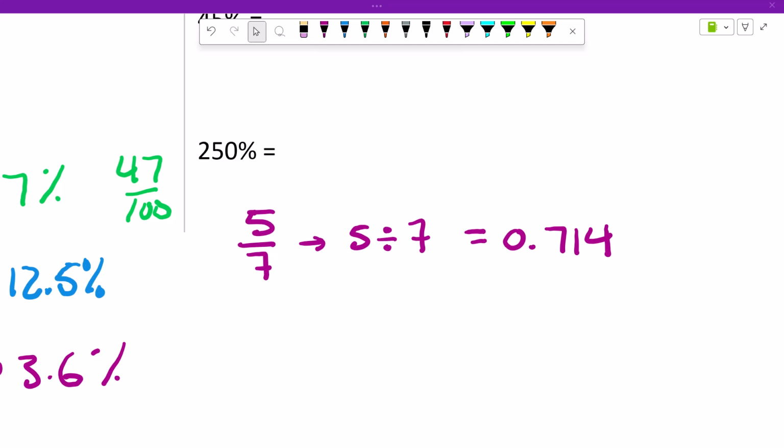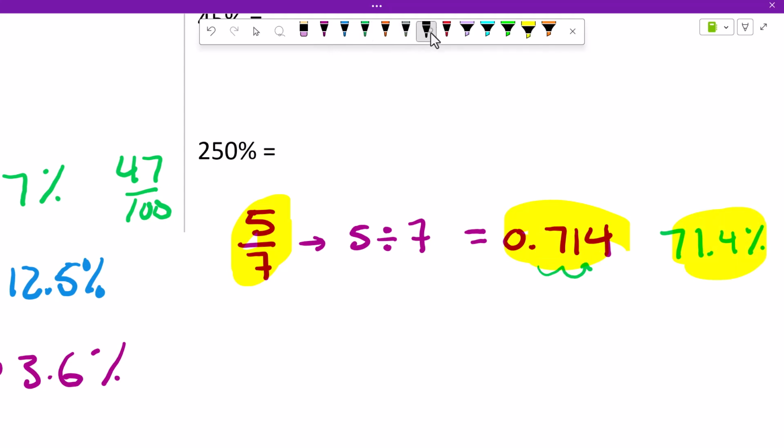71%. Close. We can go more accurate. 71.4. Move the decimal 2 places to the right. 71.4%. Okay. Let's do another one. So we have a fraction, we have the decimal, we have the percentage, all the different formats.